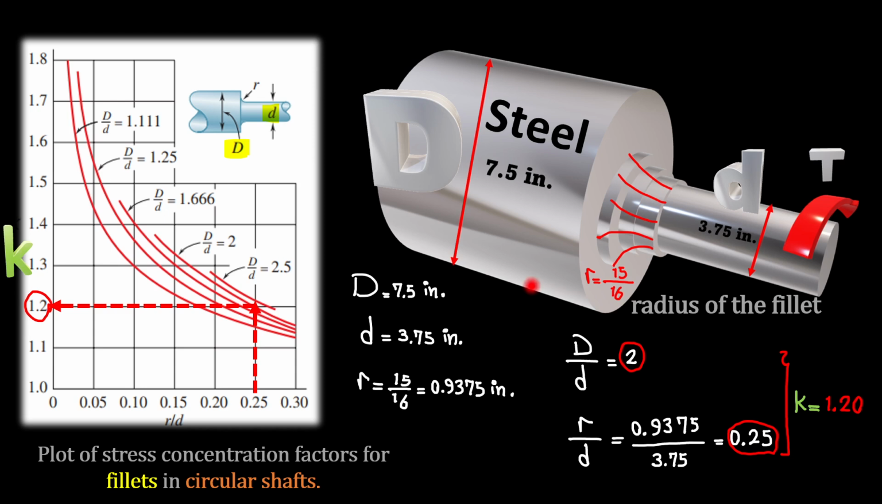As we increase the radius of fillet, the stress concentration is reduced, and there is a smoother transmission of torsional torque to the other half.